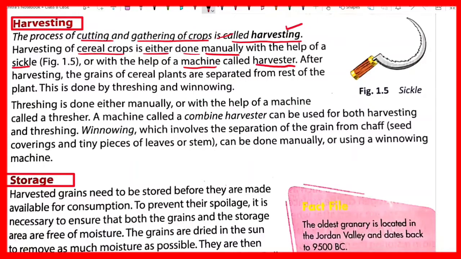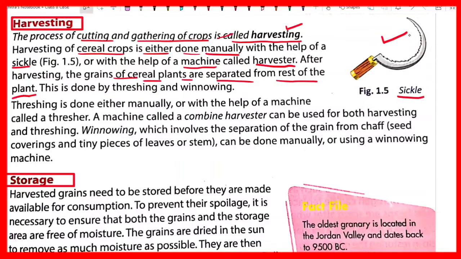So again we have two different methods for harvesting. One is manual and the other is with the help of machines. When we apply the manual method, we use the sickle, which is the agricultural tool used for harvesting. And by using a machine, we again apply the harvesting process, and the tool we use is called a harvester.